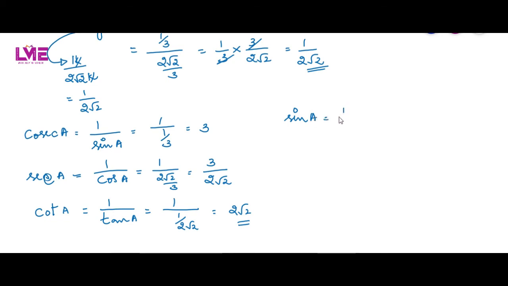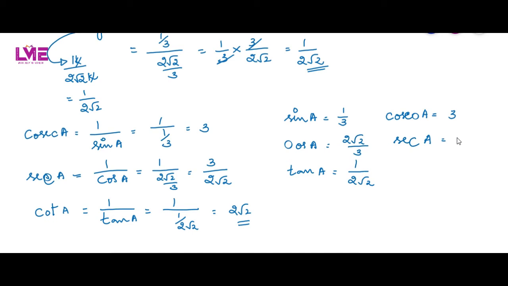So sin A is the given ratio, 1 by 3. Then cos A is nothing but 2 root 2 by 3. Then tan A is equal to 1 by 2 root 2. Then we have cosec A, which is nothing but 3, and we have sec A, that is secant A, which is nothing but 3 by 2 root 2, and the final one, cotangent of A, which is nothing but 2 root 2. Okay, so I hope this is clear.